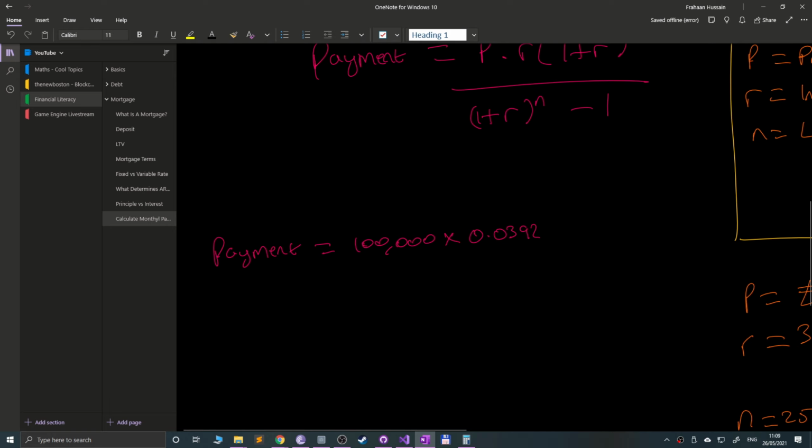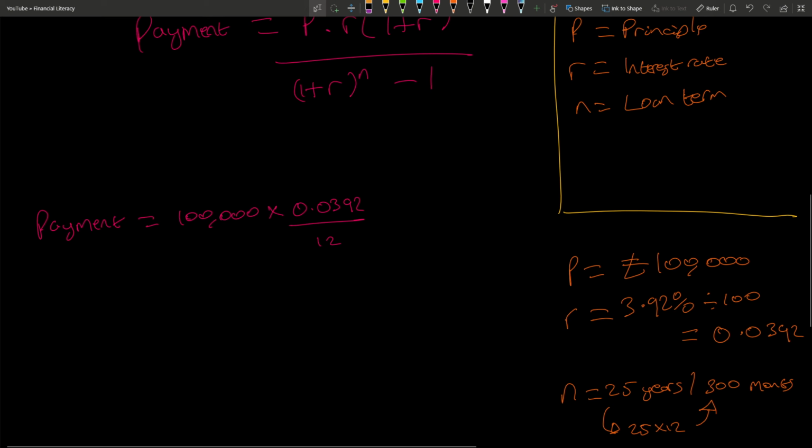So if you want the monthly payments, you need to divide this by 12. And now in brackets is 1 plus 0.0392, again divided by 12. If you want it per year, then you get rid of the 12. If you want it per day, then you divide it by 12, and then divide that by 30 as well. Obviously, that's not factoring in different months with different amounts of days, but that's how you would do it.